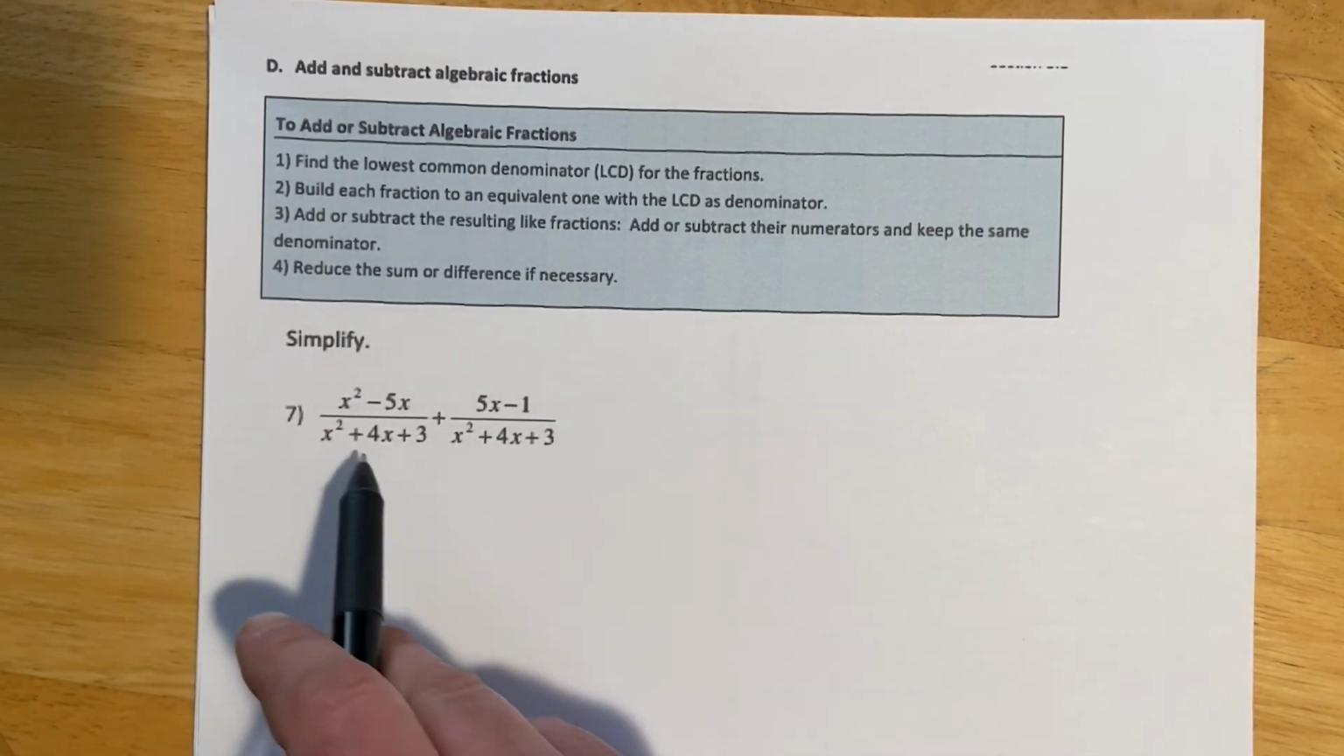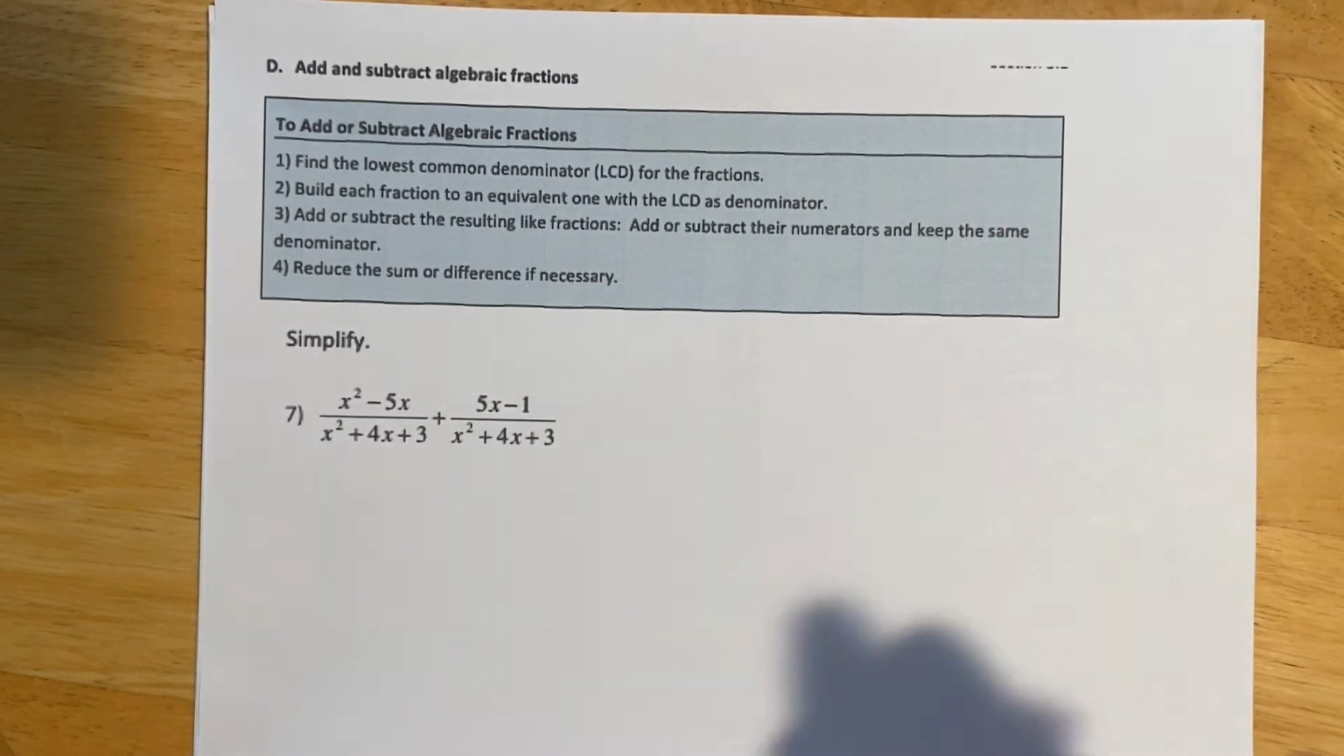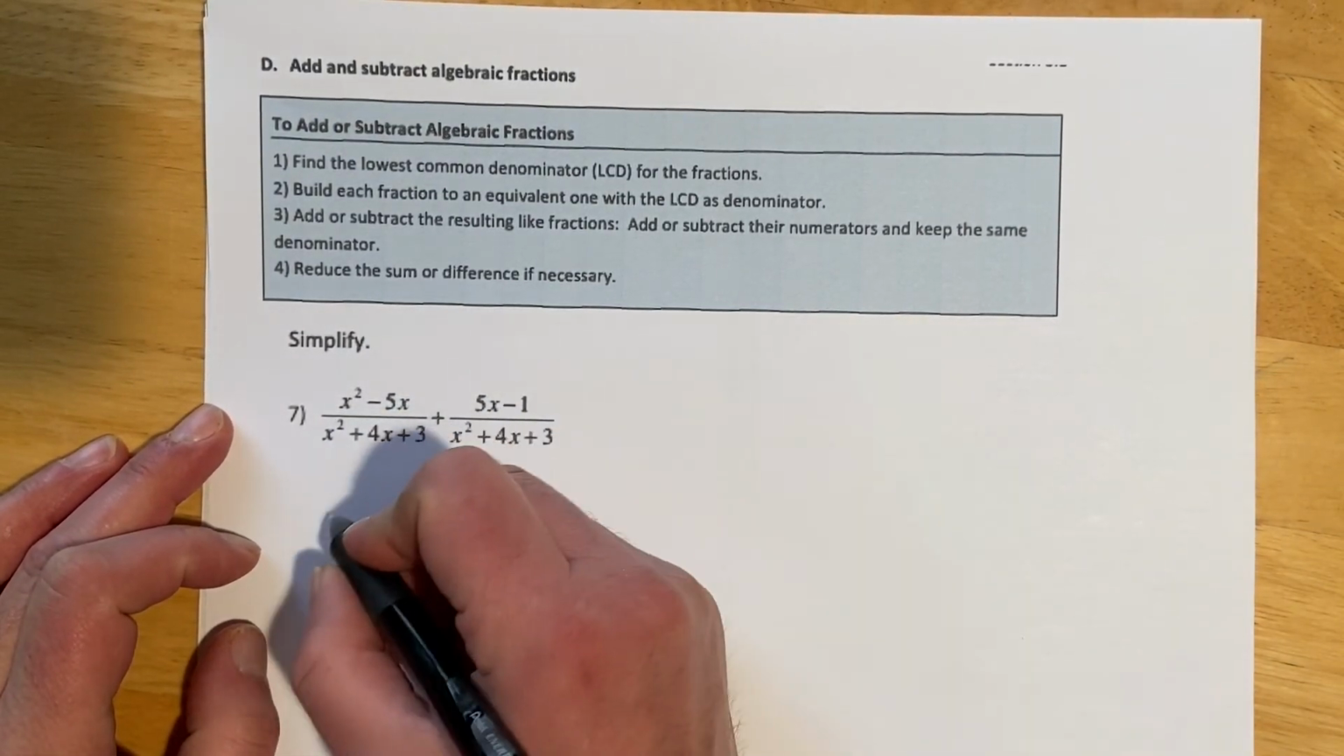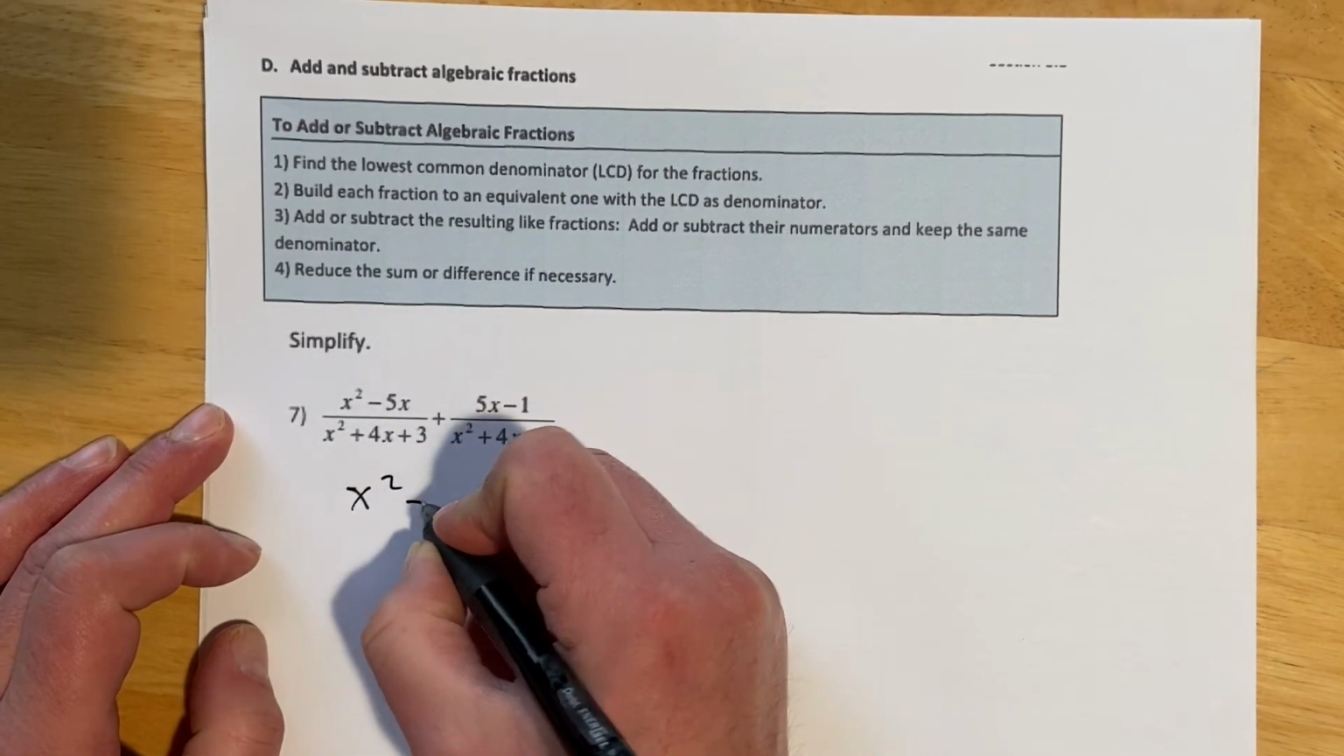So for this first example, we already have common denominators, so that is great. That just means we're going to add our numerators together. So let me just write out what that will look like.